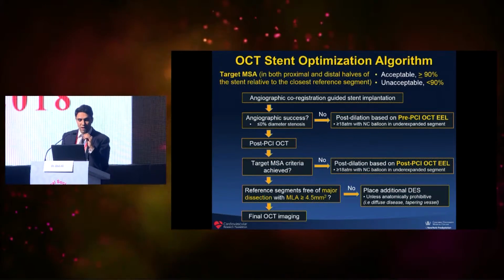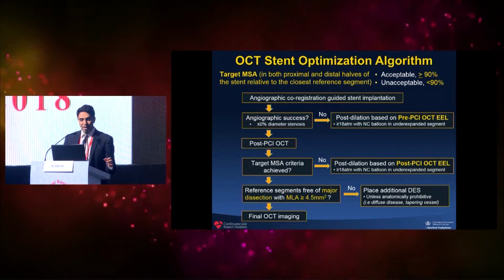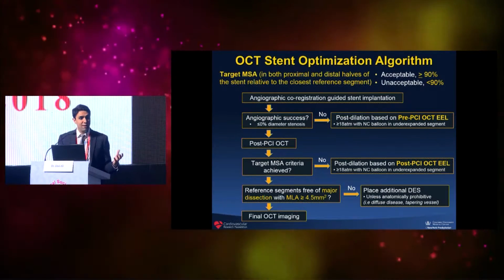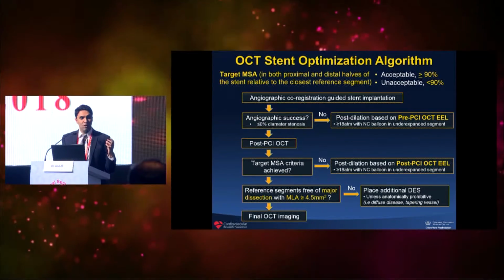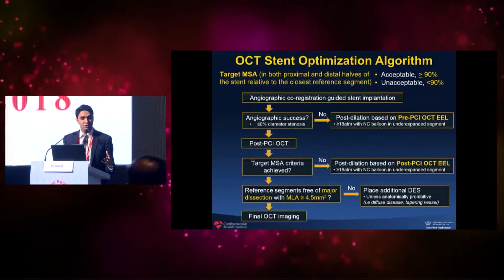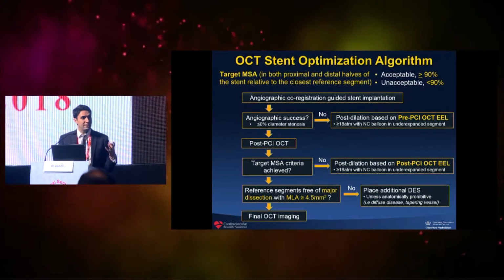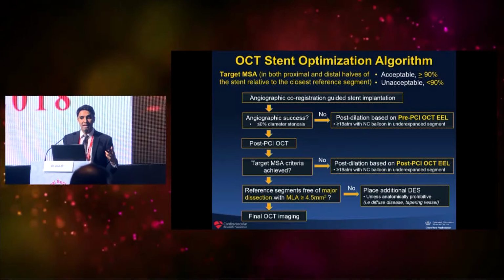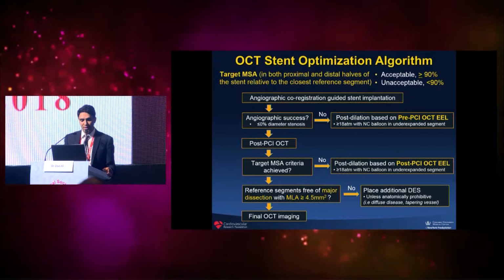This is the OCT stent optimization algorithm placed for you extremely simply. Following angiographic co-registration guided stent implantation, you take an angiogram to see whether you have any angiographic residual diameter stenosis. If you have an angiographic residual stenosis, you perform an angiographic guided optimization using the balloon sizes which are already predetermined from your pre-PCI OCT, thus saving time and contrast. As a result, your pre-PCI OCT chooses your post-dilation balloons even before you're ready for post-dilation.